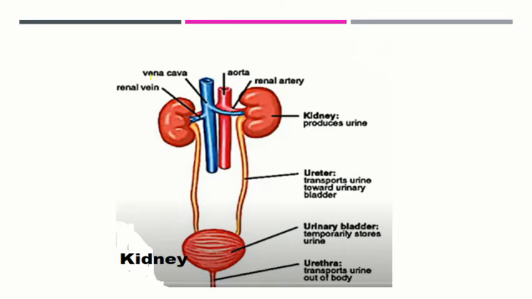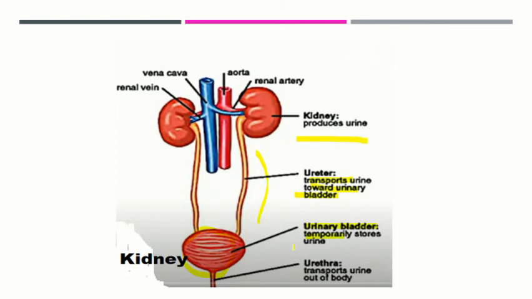Okay, now this is the vena cava, this is the aorta, this is the kidney. What is the role of the kidney? The simple role is that it produces urine. Now the ureter, what is the role of the ureter? It transports urine towards the urinary bladder. Okay, no issue. Now this is a major important organ. This is called the urinary bladder.